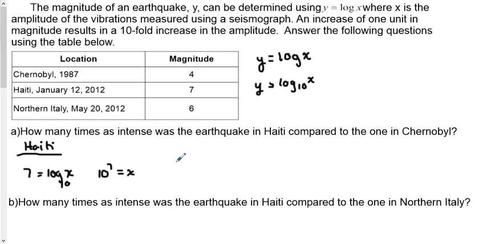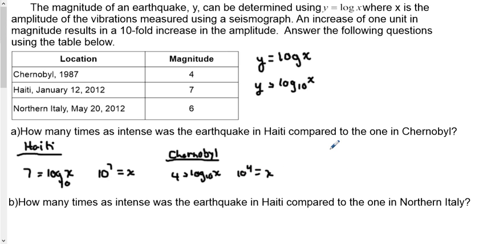I want to do the same now for Chernobyl. For Chernobyl, we had a magnitude of 4. So we'd set it up the same way, and we'd say 4 equals the log base 10 of x, which gives me an exponential where I have 10 to the 4 equals x.